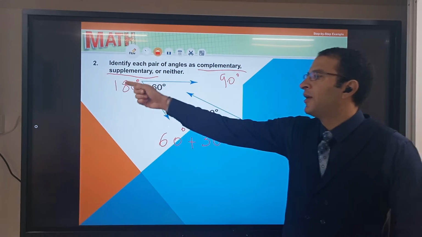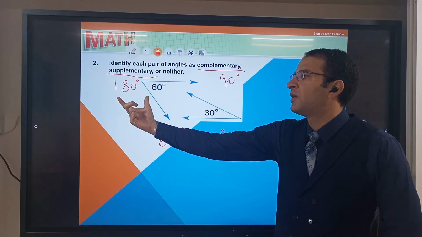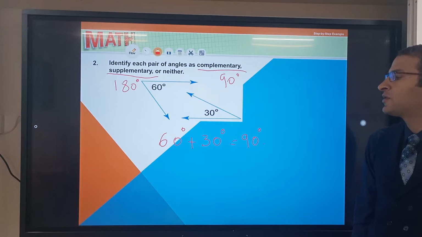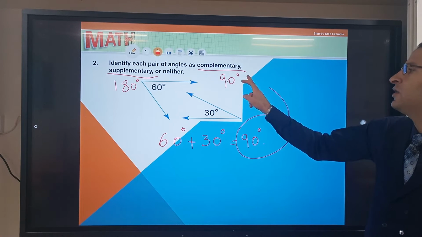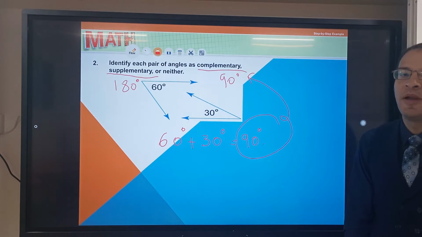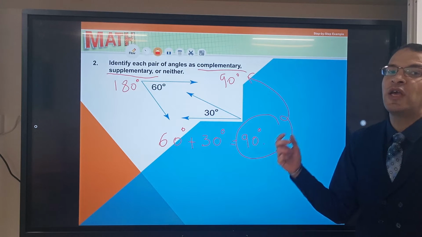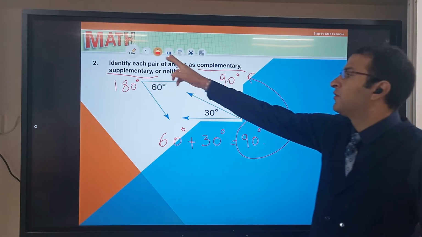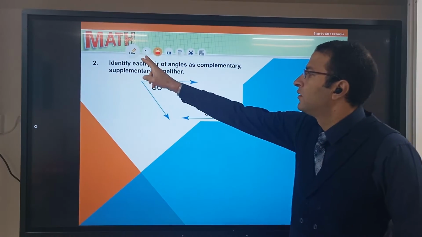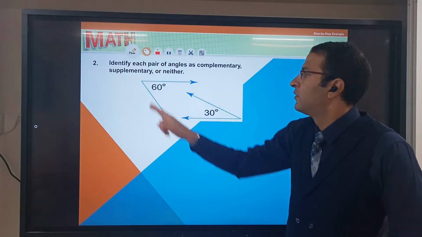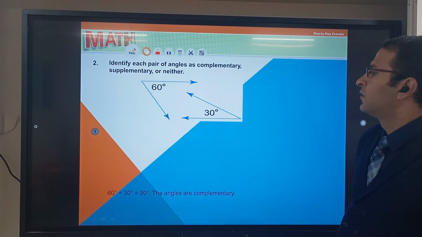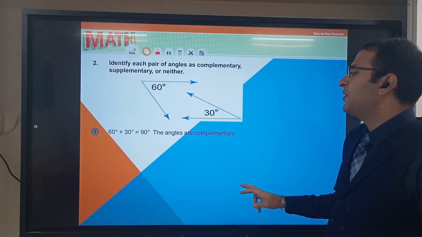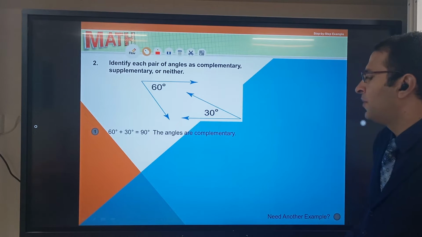So we said the supplementary, the sum of them is equal to 180. The complementary, the sum of them is equal to 90. Which type is this? Because we have the sum is 90, so they are complementary. I add 60 plus 30 degrees, so they equal 90, so they are complementary.